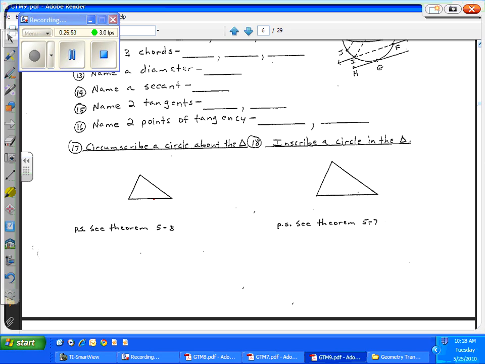You take your little compass thing. Give me just a second to reorient my board.